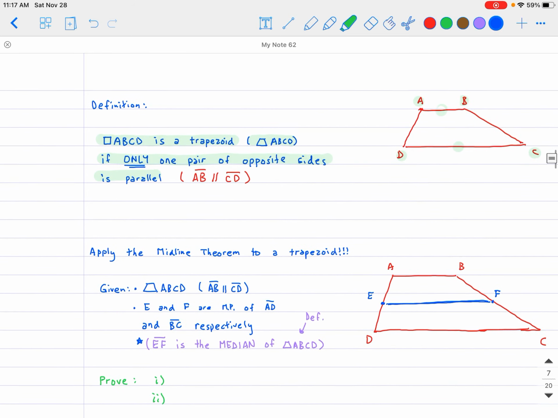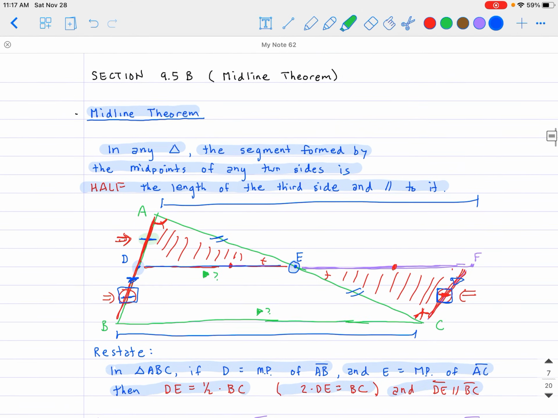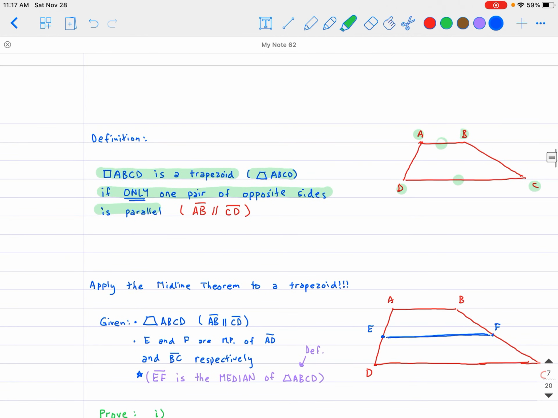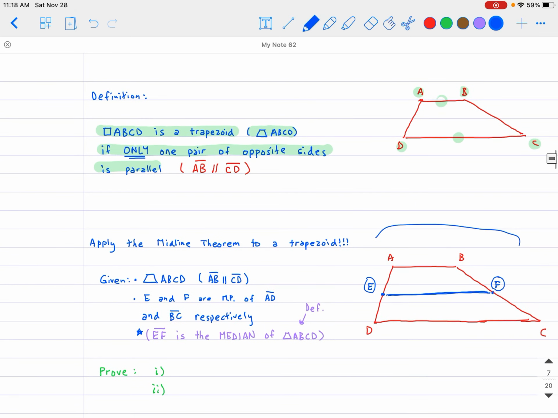So what I want to do is think about what happens with this midline theorem that we just proved. What happens if I apply it to the trapezoid? Here, once again, you can see that we have a trapezoid on the right-hand side. What I'm going to do is introduce point E and point F such that E and F are the midpoints of their respective sides.